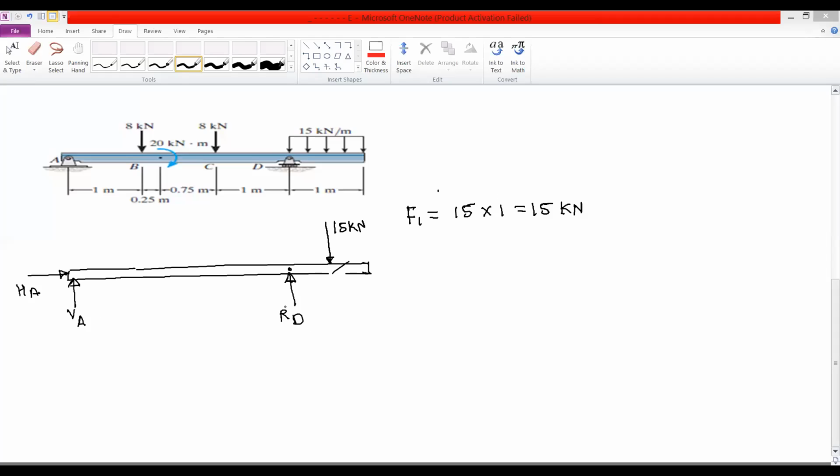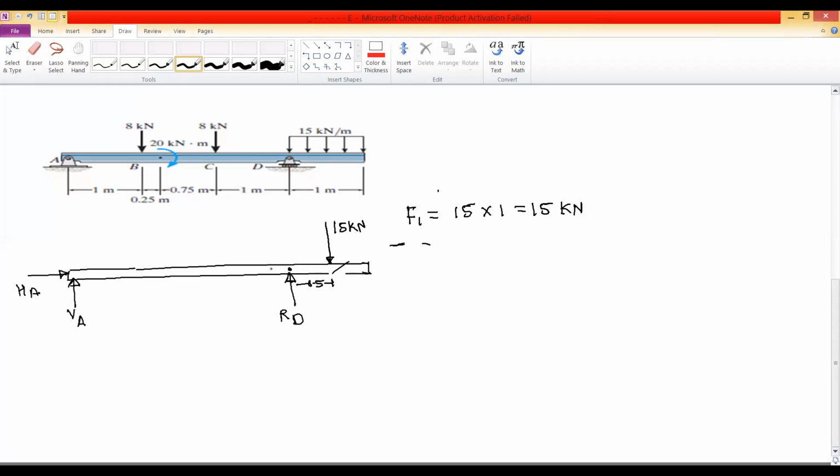So you can observe here, the F1 value is 15 kilonewton, and it will act exactly at the center of this 1 meter span. From point D, it is at a distance of 0.5 meter, and from the free end, it is at a distance of 0.5 meter. So this distance is 0.5 meter.